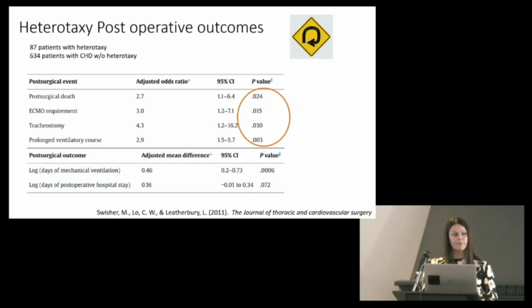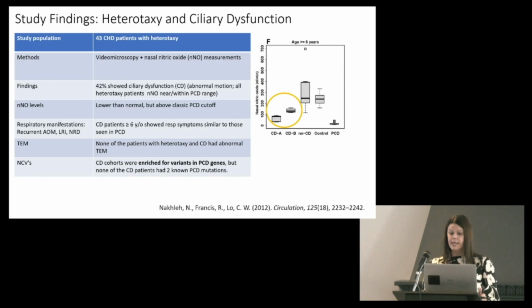Dr. Lowe talked about this, so I'm going to quickly review it. This is how patients with heterotaxy did in their post-op state. The patients with heterotaxy, compared to those with congenital heart disease and no heterotaxy, did worse for the post-surgical events of post-surgical death, ECMO requirement, tracheostomy, and prolonged ventilatory course. Why is that? The answer is not fully understood, but this study sheds light on it.